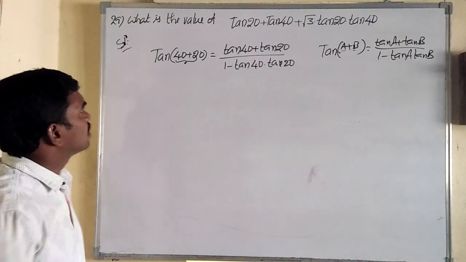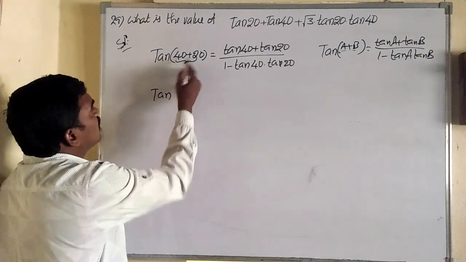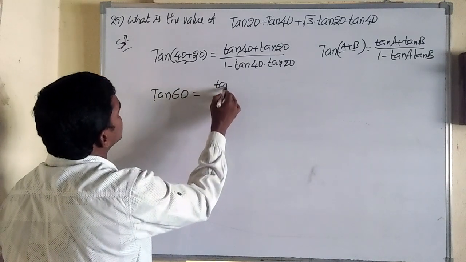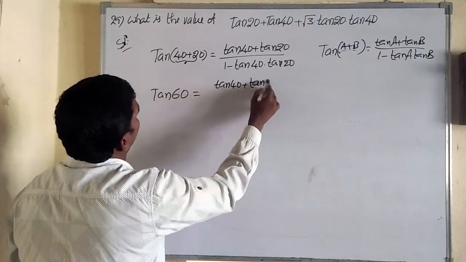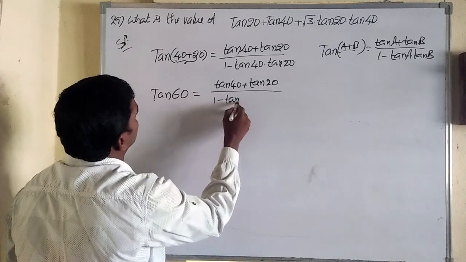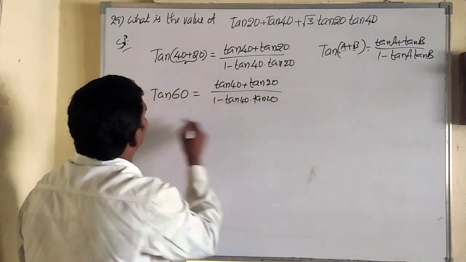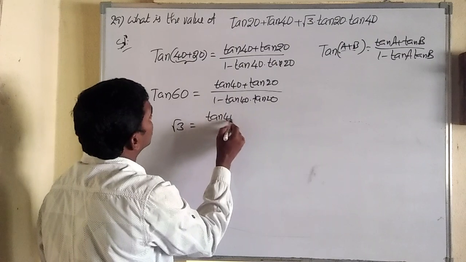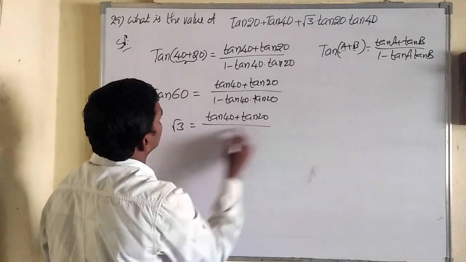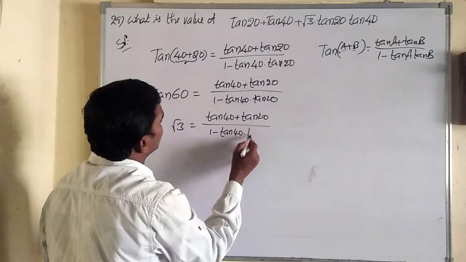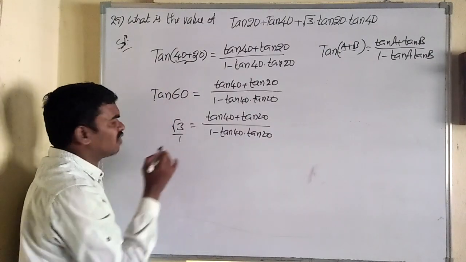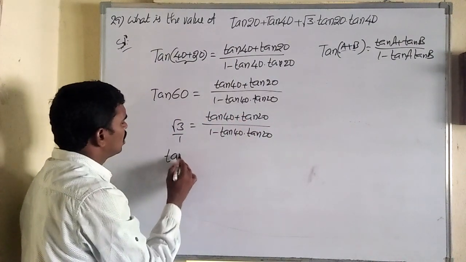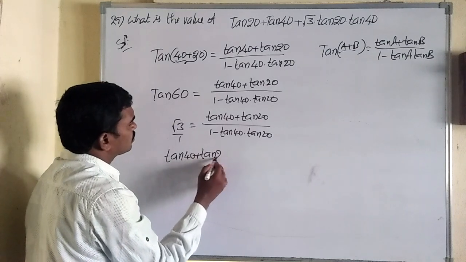So now tan of 40 plus 20 means how much? 60. And we can write tan 40 plus tan 20 by 1 minus tan 40 into tan 20. What is the tan 60 value? Root 3. Very good. So root 3 equals tan 40 plus tan 20 by 1 minus tan 40 into tan 20. Nothing below, so by 1 is there. Now do cross multiplication. 1 into tan 40 plus tan 20 becomes tan 40 plus tan 20 is equal.